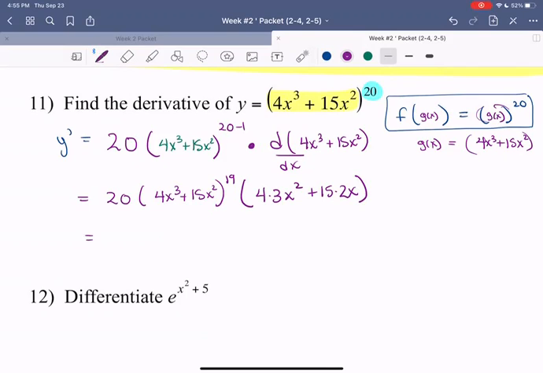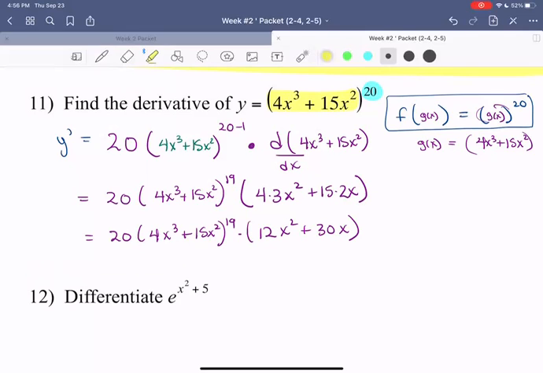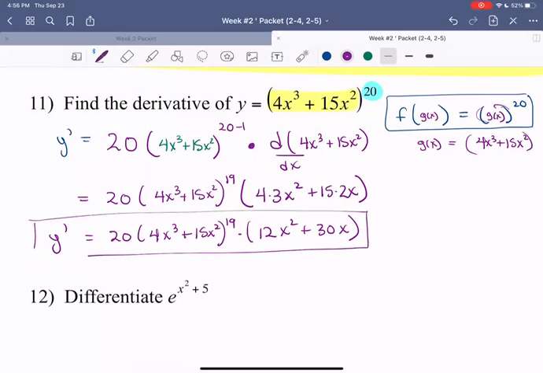So further cleaning things up, we just get 20 times 4x cubed plus 15x squared to the 19 times 4 times 3 is just 12x squared plus 15 times 2 is 30x. So for us, this is all that we need to do. We don't need to deal with further simplification here because again, our purpose in this lesson is to get comfortable with using our derivative rules. Once we've computed all derivatives in our work, then we are done with taking our derivative.